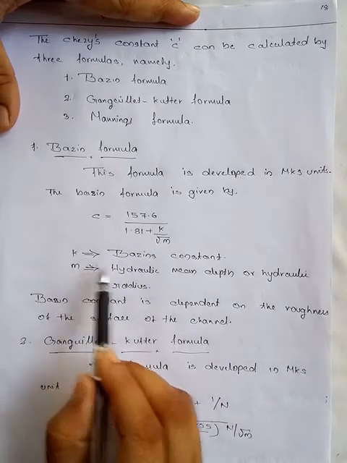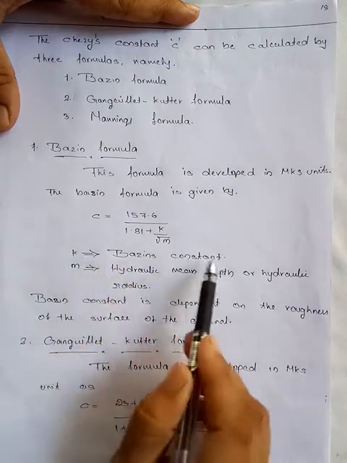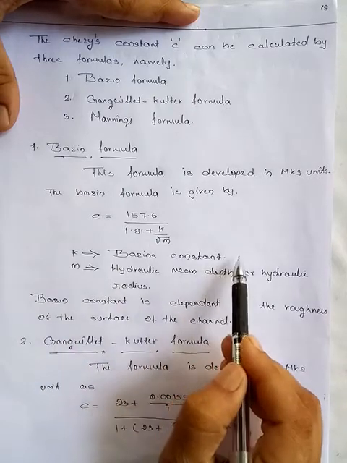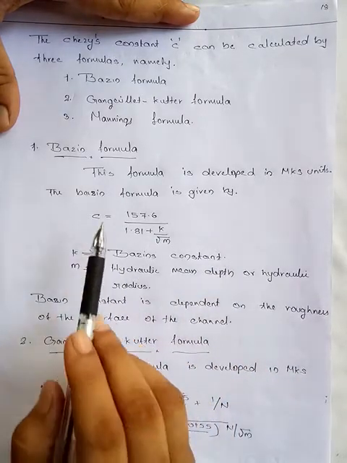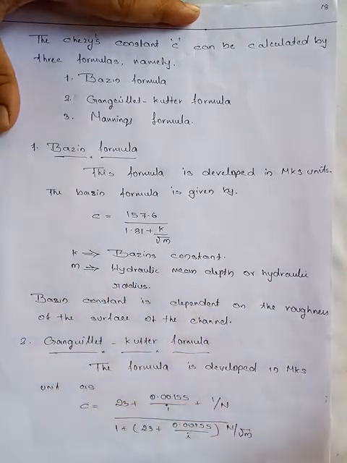Here the K is the Bazin constant. Sometimes they will give the value of the Bazin constant in numericals. By using this Bazin constant, you have to find the Chezy's constant by applying it to this formula. M is the hydraulic mean depth or hydraulic radius.